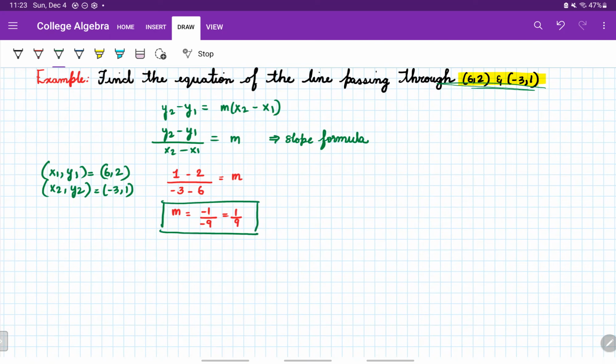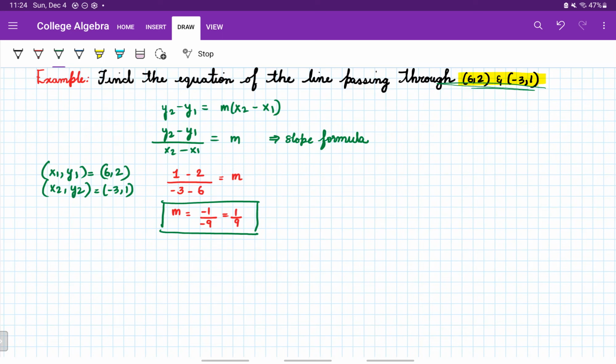Now we can just continue the same steps that we have followed before, where now we have an m and we have 2 points. So the good thing is now we have a choice of which point we want to carry forward to find our equation. And one thing to remember is no matter which point you choose, either 6 comma 2 or negative 3 comma 1, you'll end up with the same equation. I will solve it using both the points just to show you that no matter which point you choose, you would get the same answer.